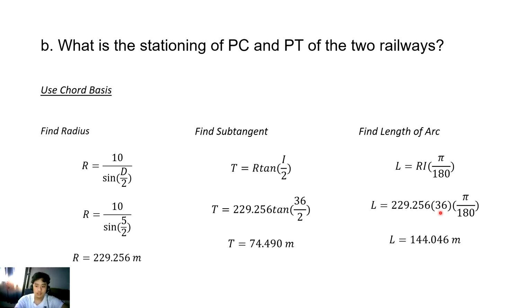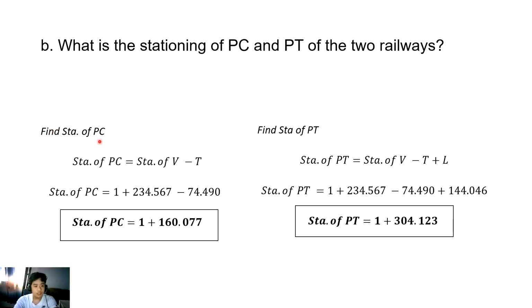229.256 times 36 times pi over 180 equals 144.046 meters. So, sa PC naman, station of PC, magamit natin yung formula na station of vertex minus T. So, substitute lang ulit natin: 1 plus 234.567 minus 74.490, which is yung subtangent. So, we'll get the station of PC 1 plus 160.077.